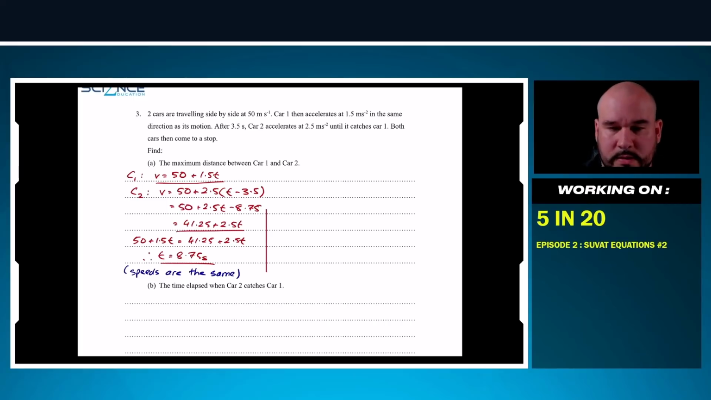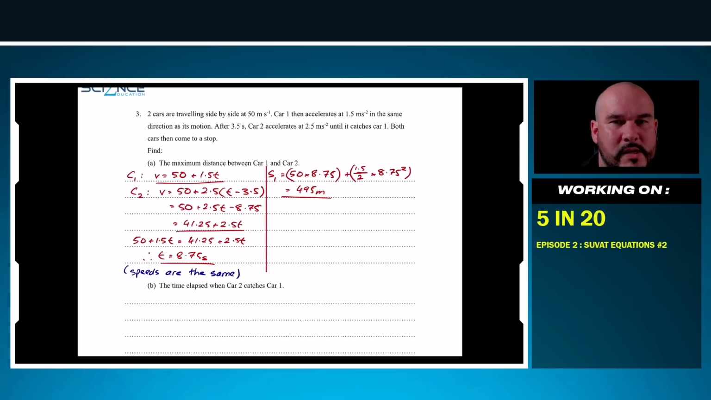All right, awesome. So we can then figure out what our maximum distance is. We're just going to solve for the distance for the 2 cars. Car 1's easy because all it's been doing is accelerating. So ut plus a half at squared, u being 50, t being 8.75, and our acceleration being 1.5. We can figure out that our displacement for car 1 in 8.75 seconds is 495 meters.